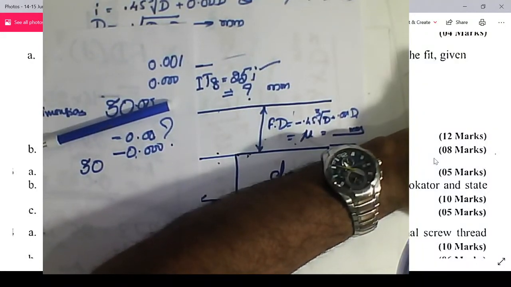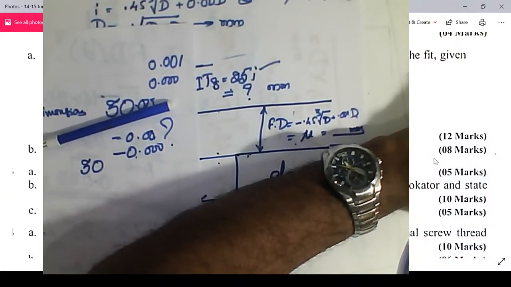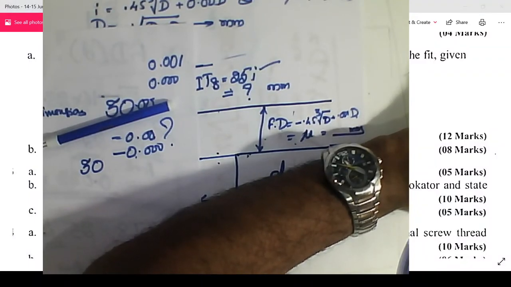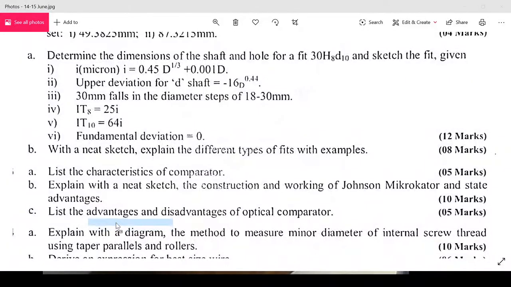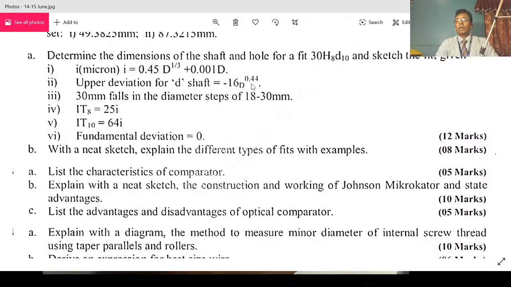Okay, list and explain different types of fits. This carries 8 marks. Please read: with a neat sketch, explain different types of fits with examples, 8 marks. There are 3 types of fits: transition fit, interference fit, and clearance fit. Try to give examples for each of those fits. I have explained in my notes. Please go through that and draw the neat sketch of 3 types of fits.